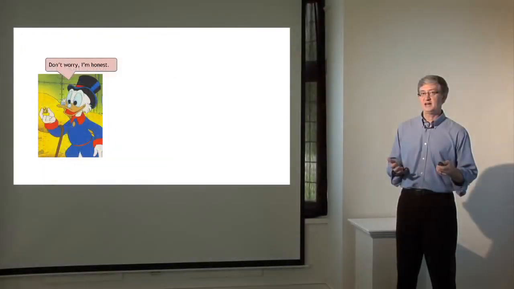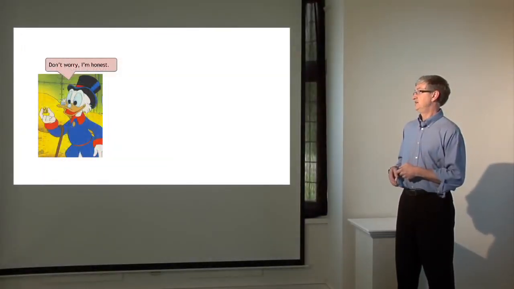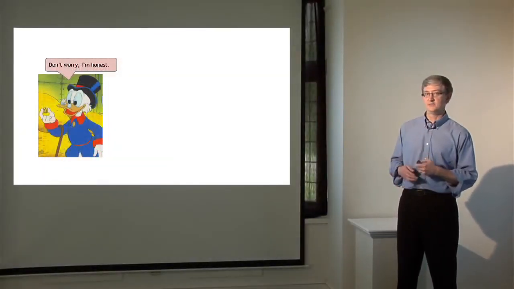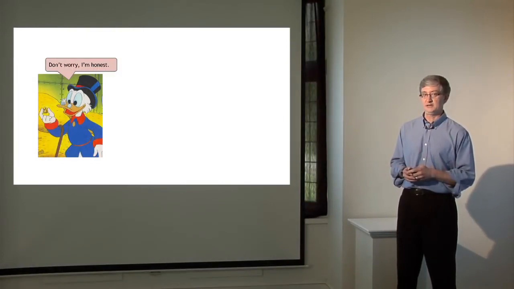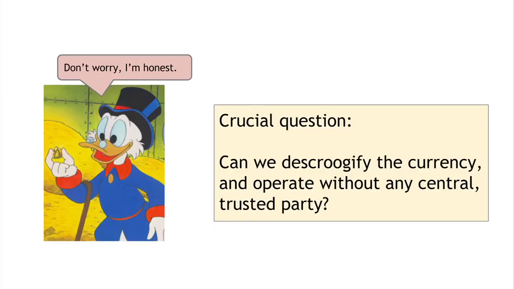And so the problem we have here is centralization. That although Scrooge is happy with this system, we as users of it might not be. So the central technical challenge that we need to solve in order to improve on Scrooge coin is, can we de-Scroogify the system? That is, can we get rid of that centralized Scrooge figure? Can we have a cryptocurrency that operates like Scrooge coin in many ways, but doesn't have any central trusted authority?